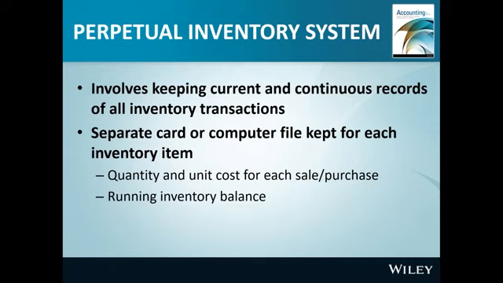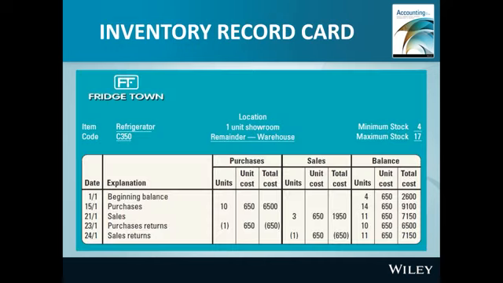It involves keeping a current and continuous record of all inventory transactions. Normally for computers, they have separate files and separate codes for each inventory, and they keep the quantity and units for each inventory and sale. So we have a different code, and they keep a record for each code, the quantity and units. A sale will reduce the inventory, and a purchase will increase the inventory. So they keep it for every record.